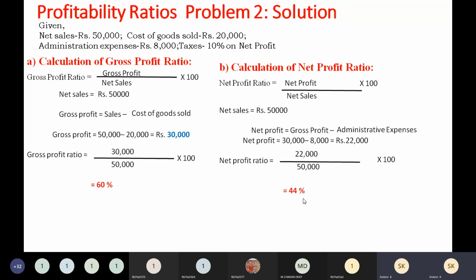Gross profit indicates, after only the manufacturing expenses, what the percentage on net sales is. Net profit indicates the percentage on net sales after covering every expense, all administrative, selling and others. That is given by the net profit ratio. Because this is 44%, the company's profitability position is good. That comment you have to give at the end of the calculation. So that's all. Any doubts in understanding this?